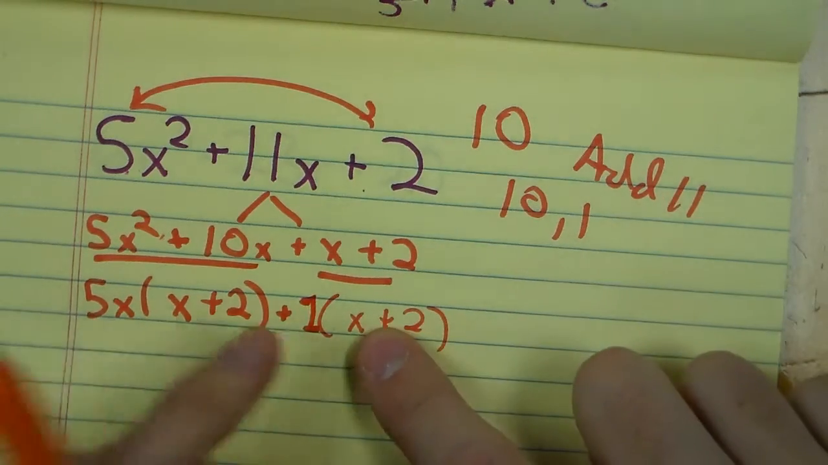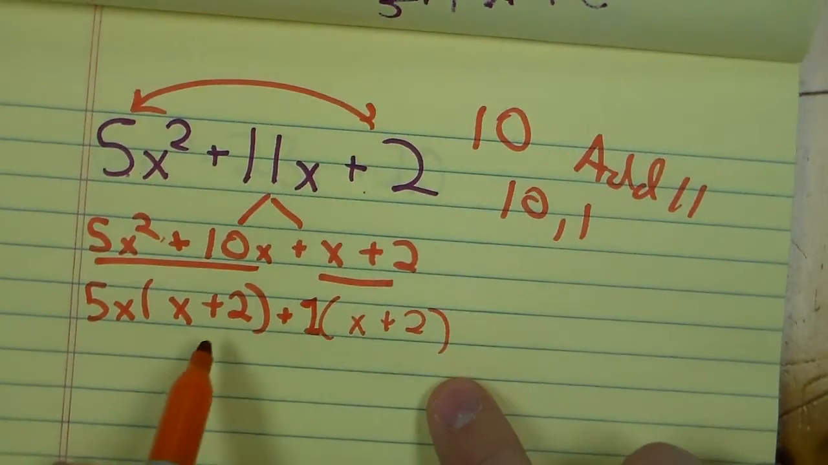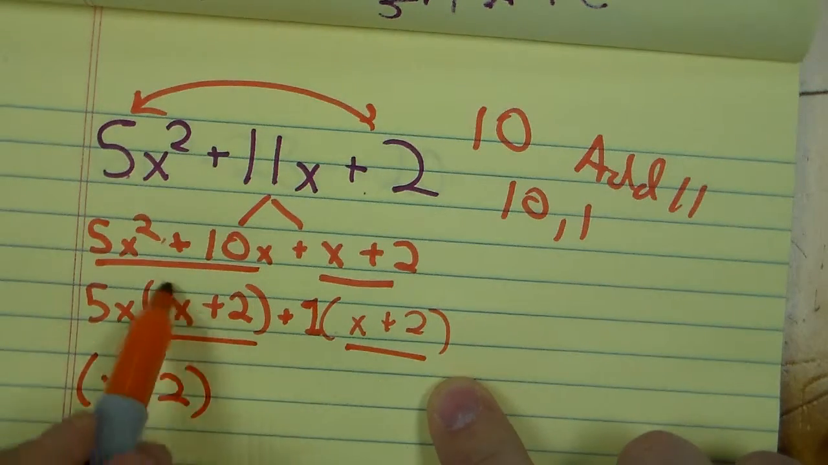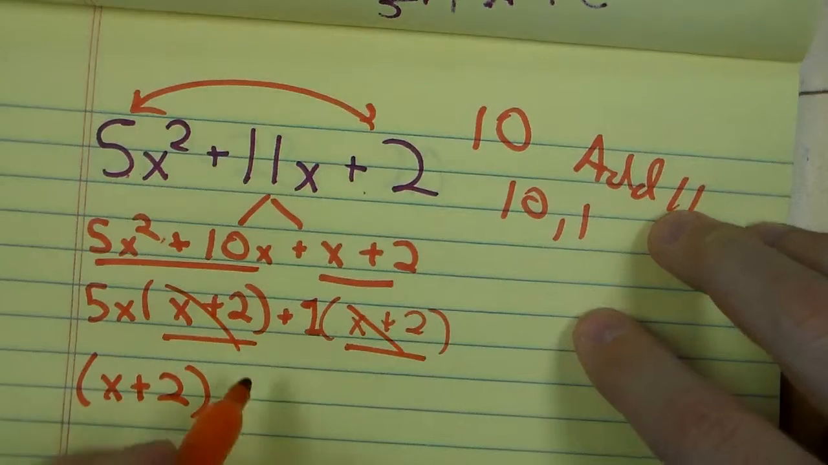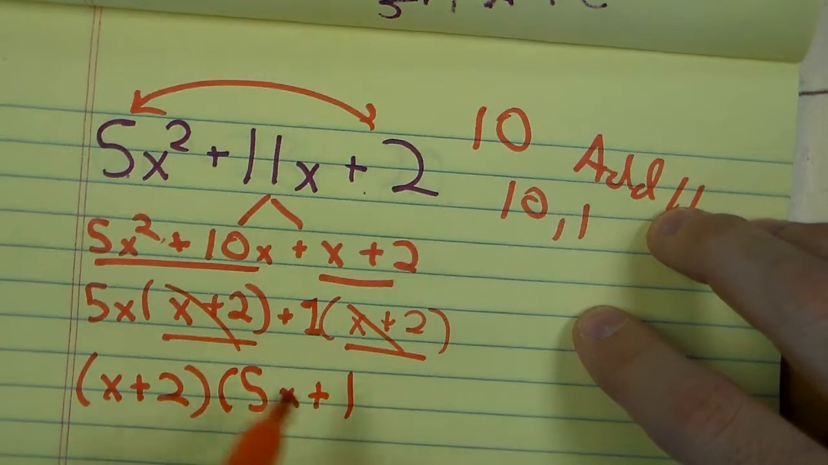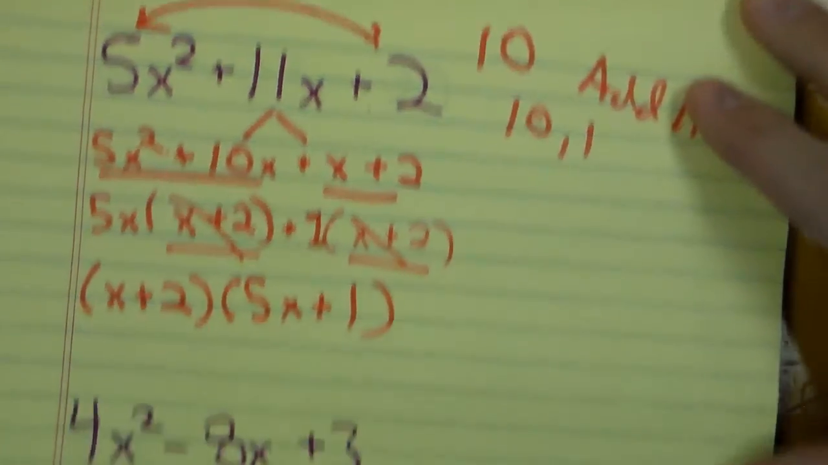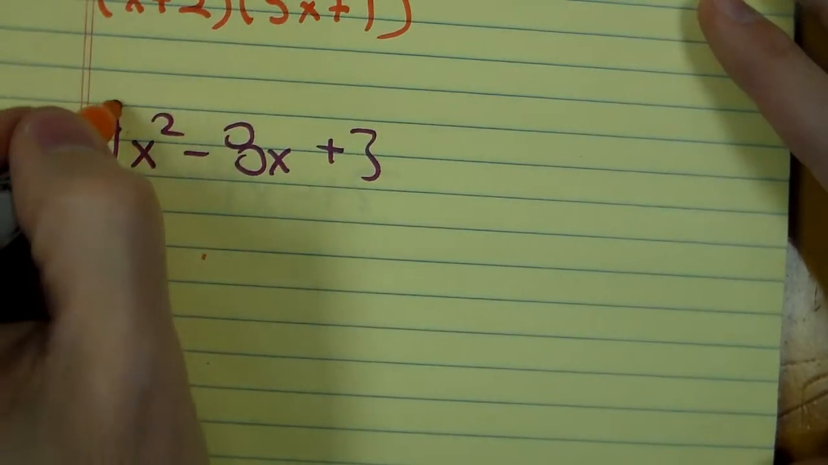We could put a 1 there because it is multiplied by 1, and that's going to help us now because we take out the x plus 2, and what's left is 5x plus 1. So it's x plus 2, 5x plus 1. Let's go with the next one.